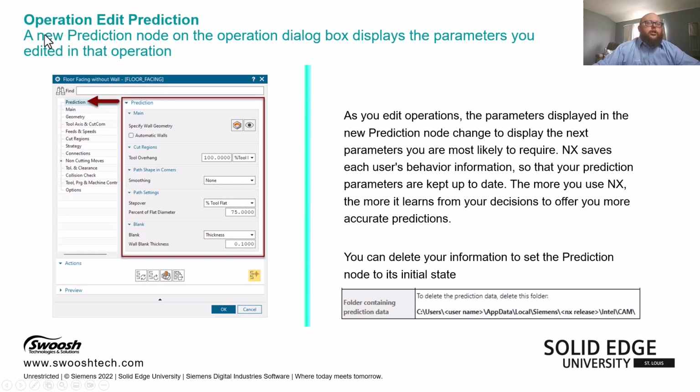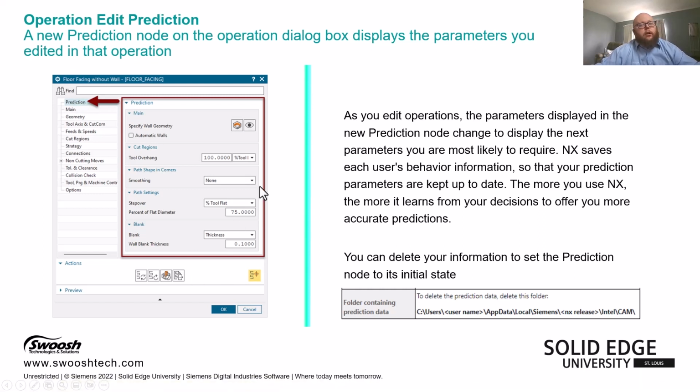Operation edit prediction. So this is a little bit of a learning behavior that CAM Pro has now. As you go through and change some of your settings inside of a given operation, CAM Pro is really learning what settings you change oftentimes. And as you start changing, in this case, we see a floor facing without wall operation, it's going to start learning what settings I change and include those on this new node called prediction.